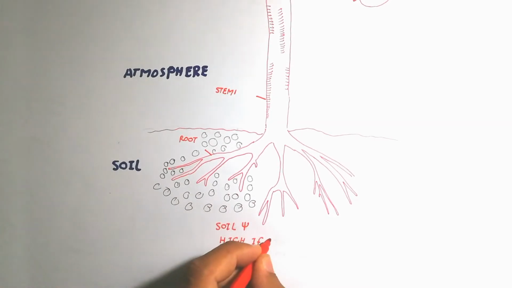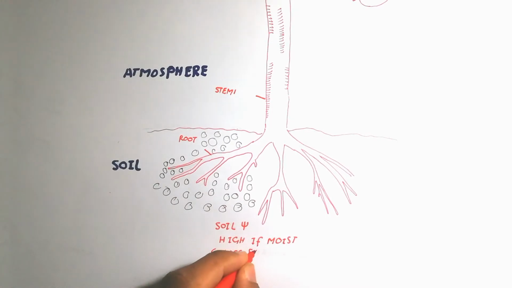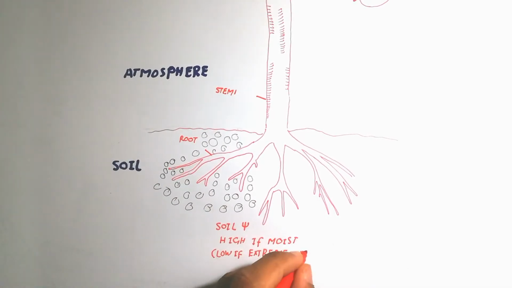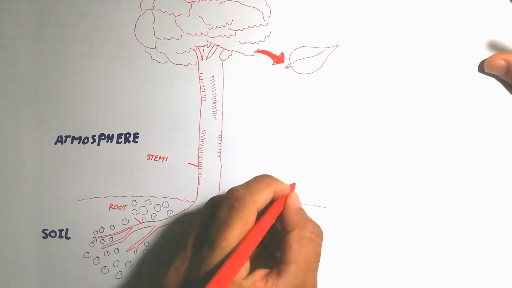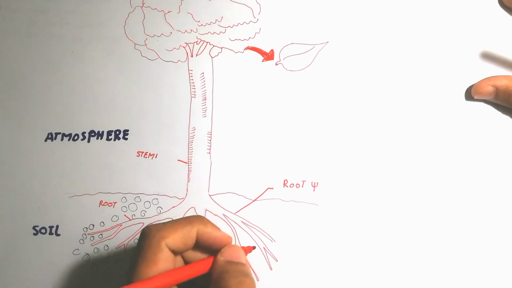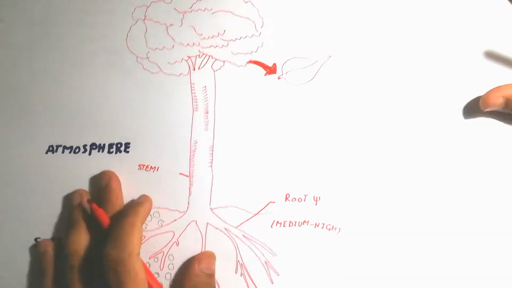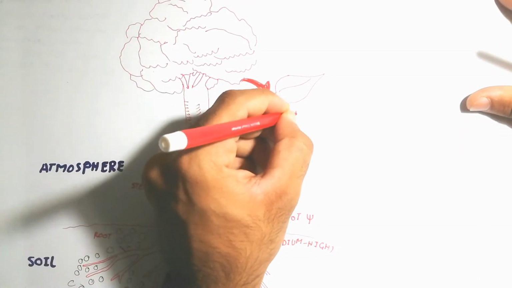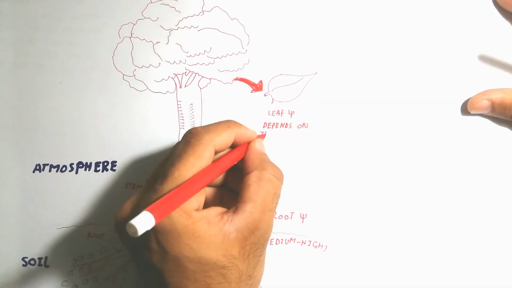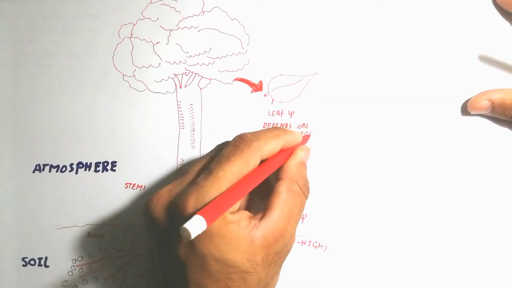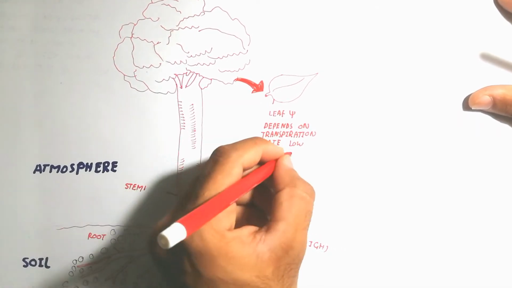So the soil potential is high if moist or low if extremely dry. If the soil is extremely dry, the potential of the soil is low, I mean negative. So here is basically the root potential and the soil potential. Root potential is medium to high because the root contains water. If soil is dry, the root is basically at higher potential.